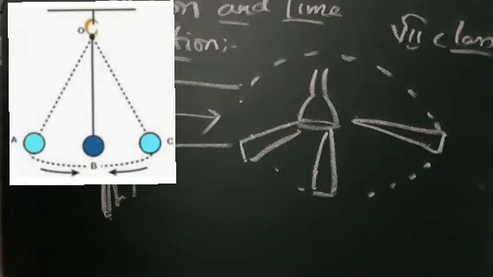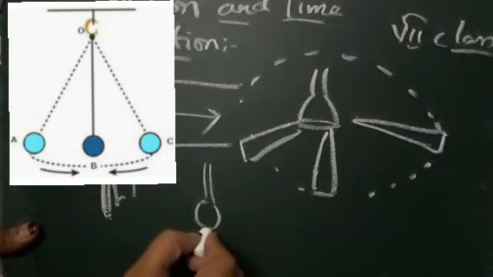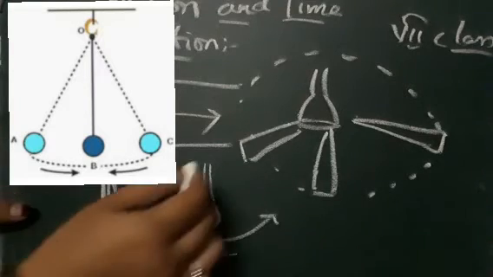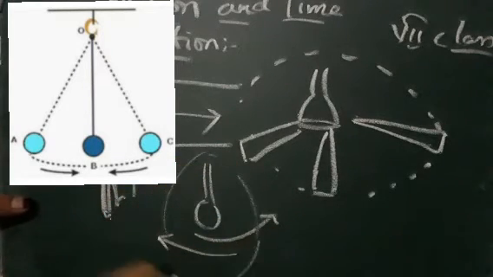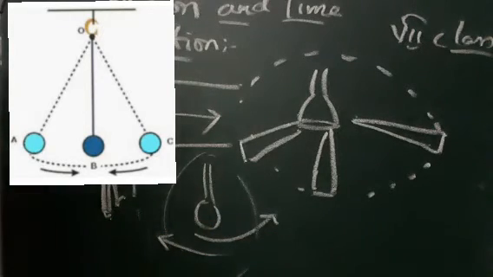If you see the pendulum, this pendulum is sometimes moving forward, sometimes moving back. So the motion of this pendulum is also different, isn't it? It is moving sometimes forward, sometimes backward. So the motion of the pendulum is also different.